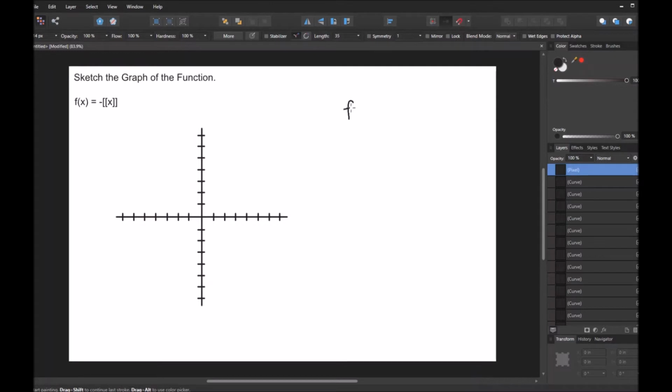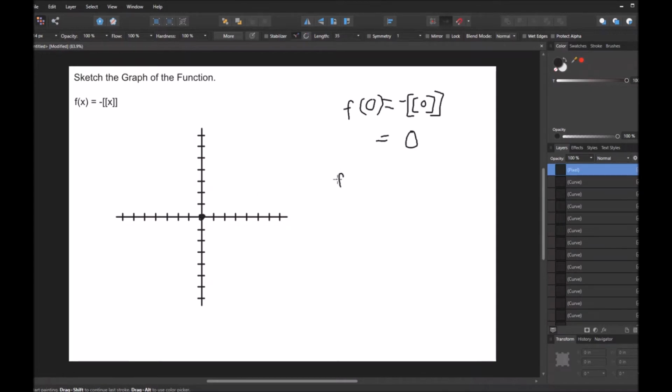So for example, at f of 0, we're going to have negative the greatest integer of 0. The greatest integer less than or equal to 0 is 0. So then we have negative times 0, which is just 0. So that means we can plot a point at 0 like this.